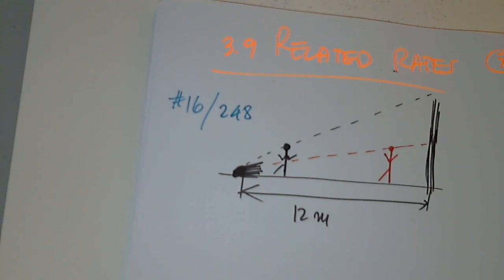Obviously, initially, this is the height of the shadow, but then the closer the person gets to the wall, the shorter the shadow on the wall becomes. Would you agree with the scenario? Okay, perfect.